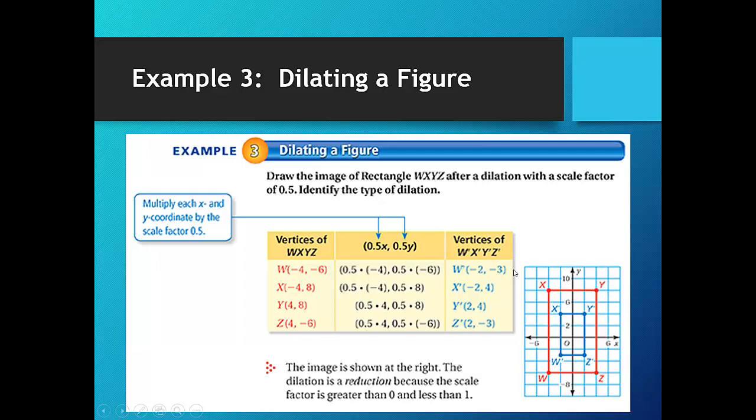Now we can go ahead and plot these points. W prime is at (-2, -3). X prime is at (-2, 4). Y prime is at (2, 4). And Z prime is at (2, -3). The image is shown at the right. The dilation is a reduction because the scale factor is greater than 0 and less than 1. So the blue rectangle was our image, and the red was the original. You can see that the image is smaller, so it's a reduction.